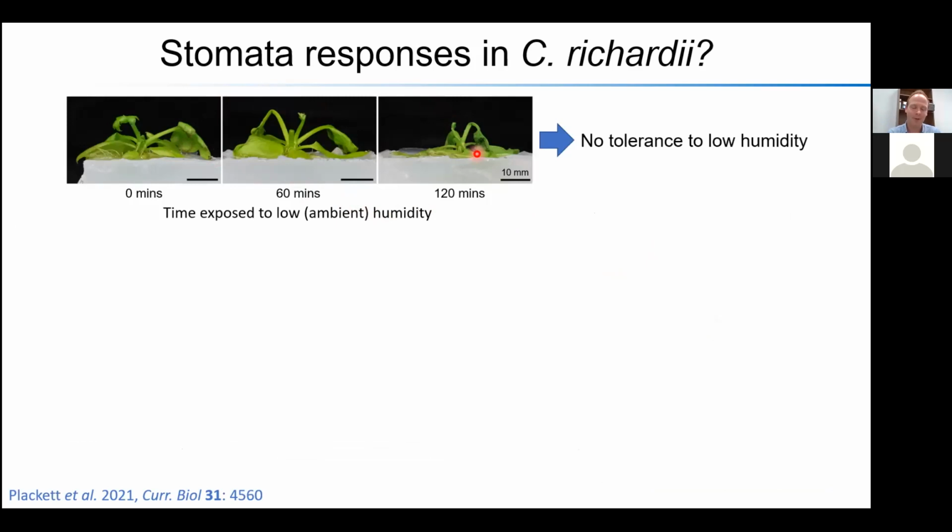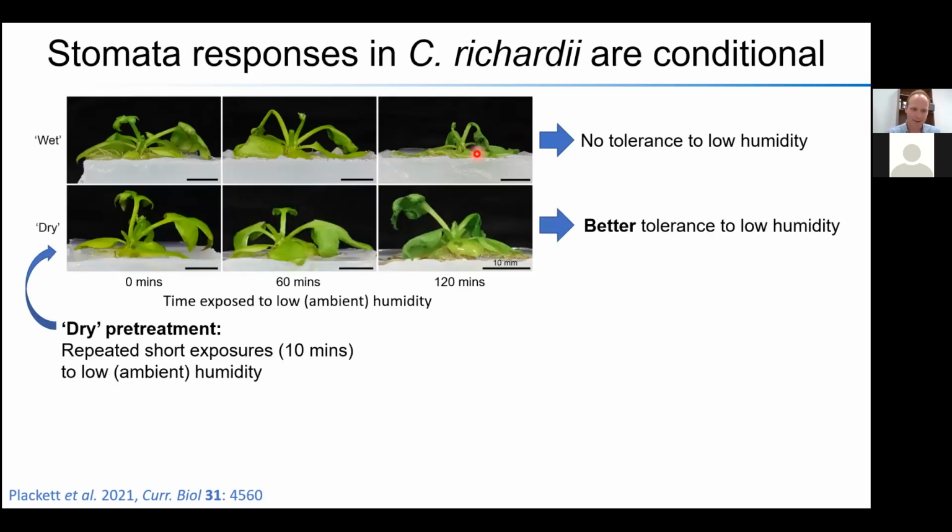But then we had a bit of a thought and said, well, okay, but they've never ever had to use their stomata. And we know that plants have the ability to acclimate to different environments. They can adjust their developments and their mechanisms to suit their current environment. So what we decided to try is to see, could we acclimate Ceratopteris to lower humidity, and would that activate their stomata? So we did this applying a very simple pre-treatment where we basically just exposed these plants to very short bursts of low humidity as they were growing.